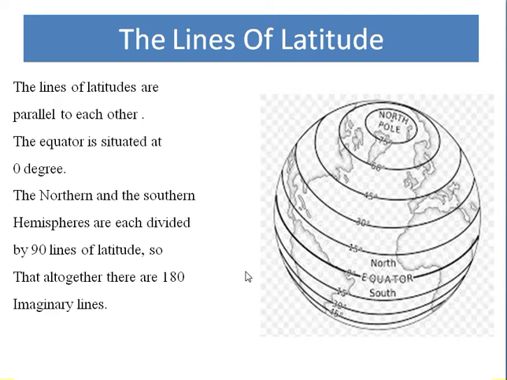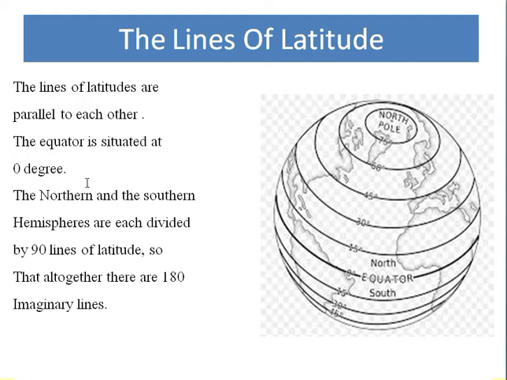The lines of latitude. These are the imaginary lines which are running from west to east, or we can say east to west. Okay, these are parallel lines. All lines are drawn parallel on the globe. The lines of latitude are parallel to each other. Parallel means equally distant. Okay, the distance between these lines is equally divided.